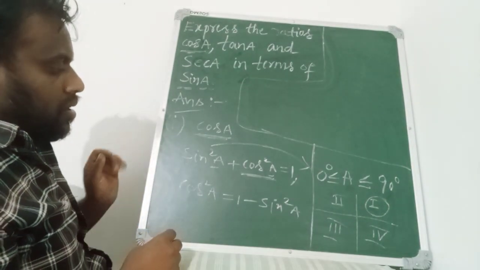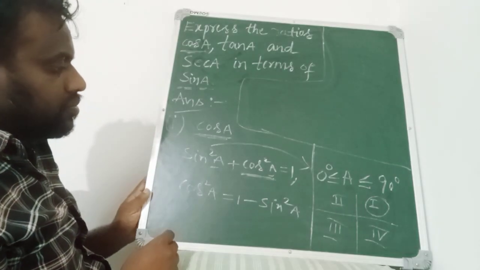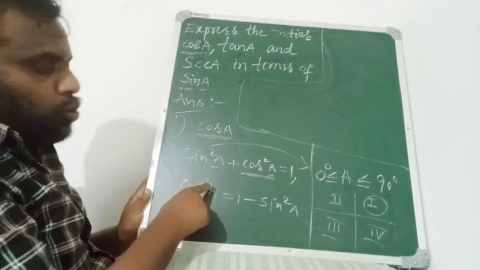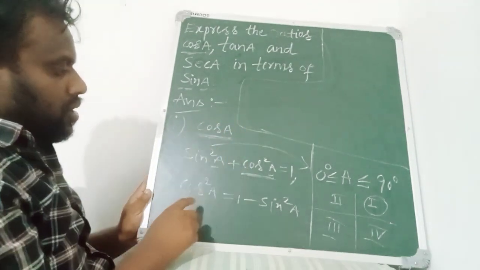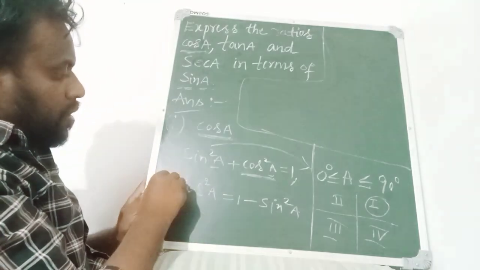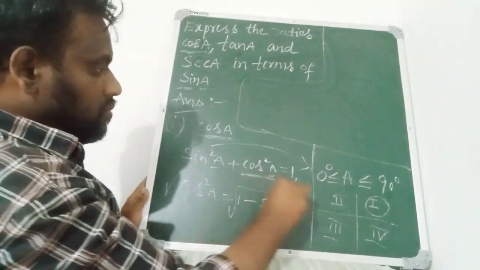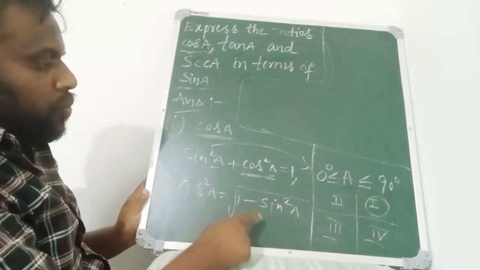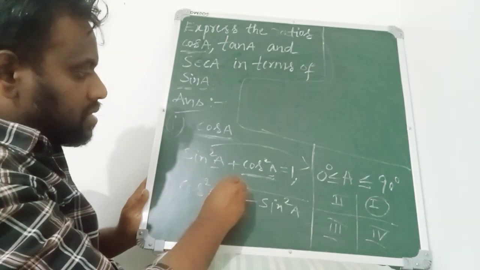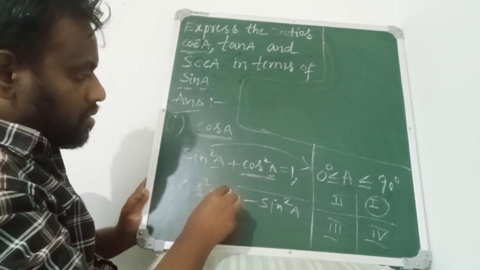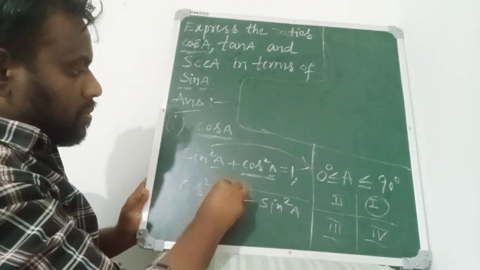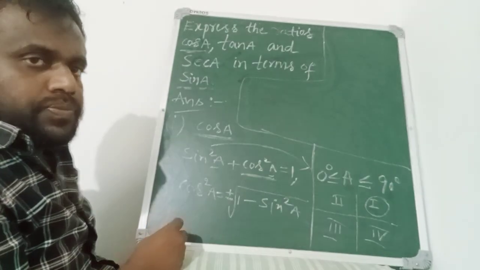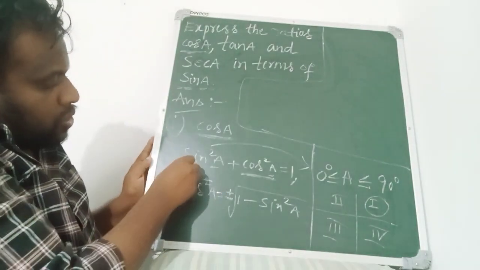And next, see, we have square here. We don't want this, we want just cos A. To remove this square, we have to take square root on both sides, like this. Okay, when you take square root on both sides, here you have to write plus or minus. Why? Because you are taking square root on both sides. Now this square and square root cancel out.